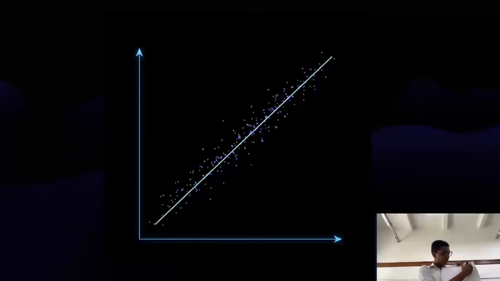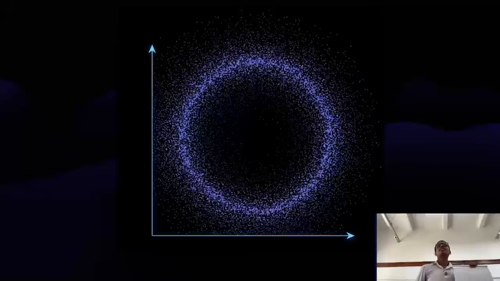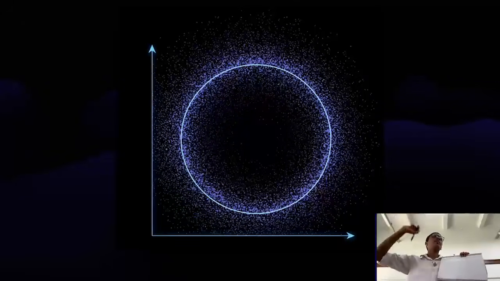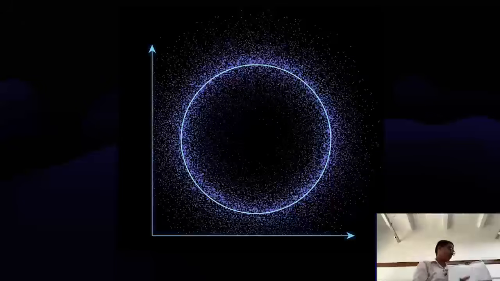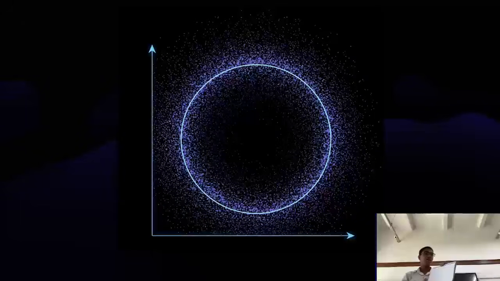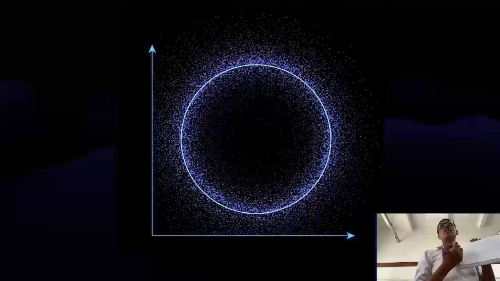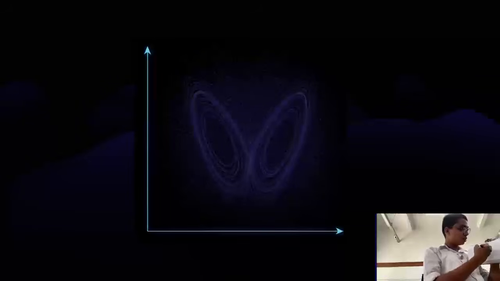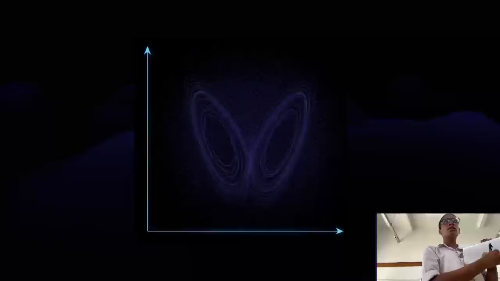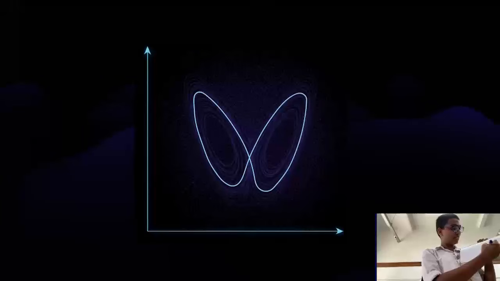Next one. What's this? It's a circle, but there are so many mistakes. Exactly. Okay. Next one. What's this? Kind of like a butterfly, right? For example, the butterfly effect.